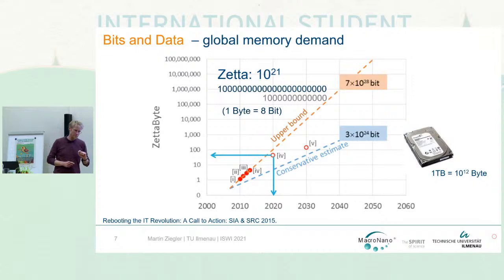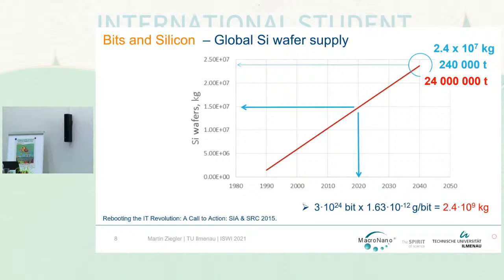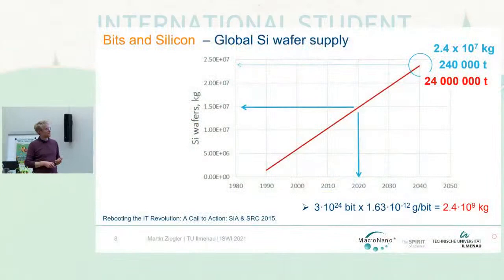And you can ask a very simple question: how can we fabricate devices to store so much data? The material that we use is silicon. Silicon is the material all our devices are made from. And again, with the same estimation, in 20 years or 19 years, we have something like 240,000 tons supplied of that important material. Now just a very rough estimation, I'm not saying this is correct, but I take the lower bound from the slide before. This is what you see here. And then I take a number for how many grams of silicon you need per bit. And what you see is then you need 24 million tons. What this small estimation tells us is we do not have enough silicon.